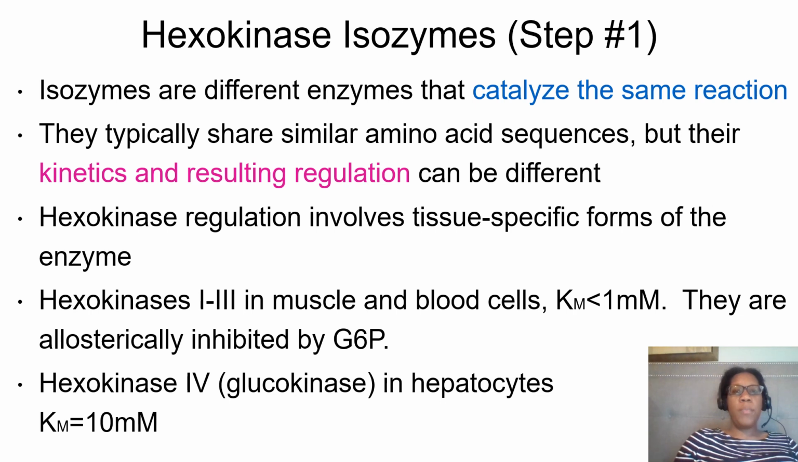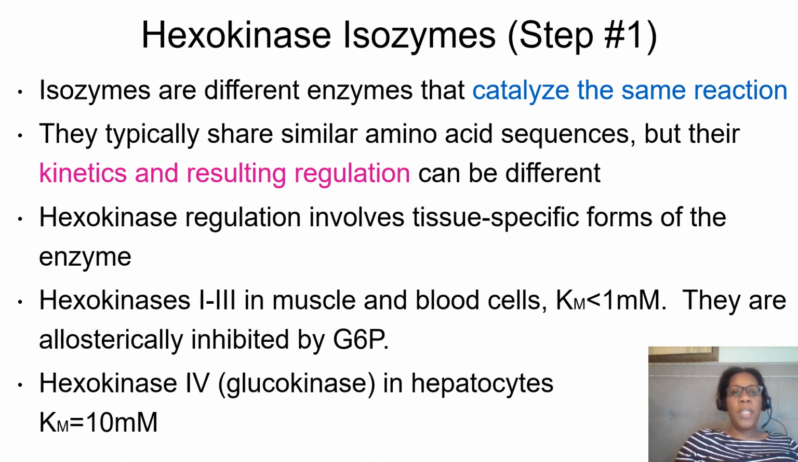The first step in glycolysis is catalyzed by the enzyme hexokinase. It's regulated by the fact that there are 4 isozymes of hexokinase. Isozymes are different enzymes that catalyze the same reaction. They typically share similar amino acid sequences, but their kinetics and resulting regulation can be different. Hexokinase regulation involves tissue-specific forms of the enzyme.